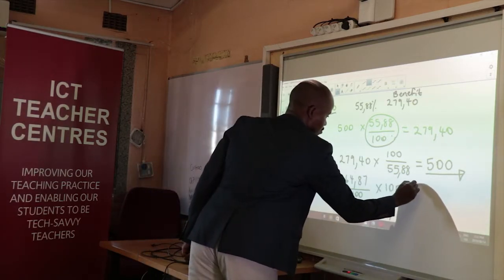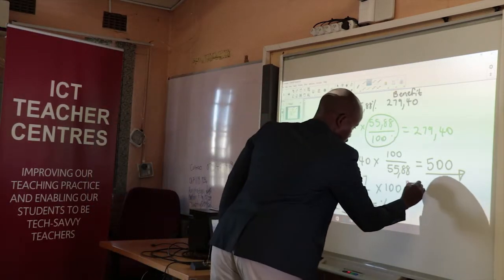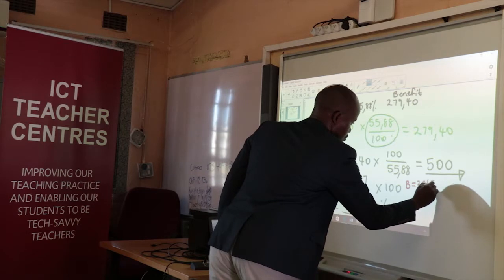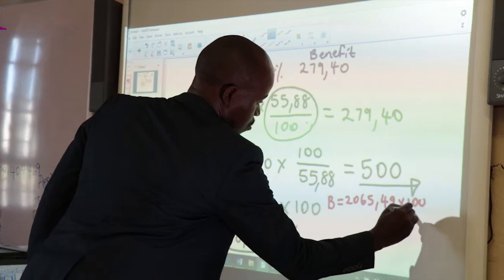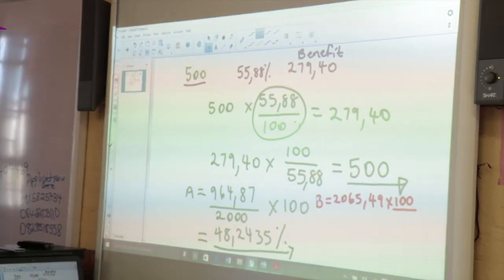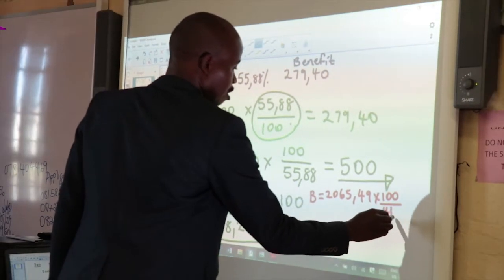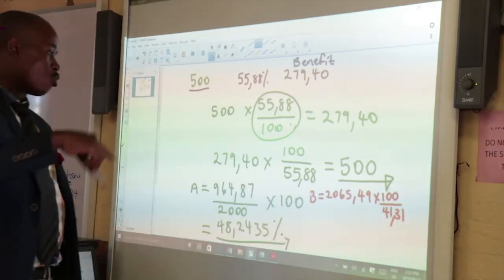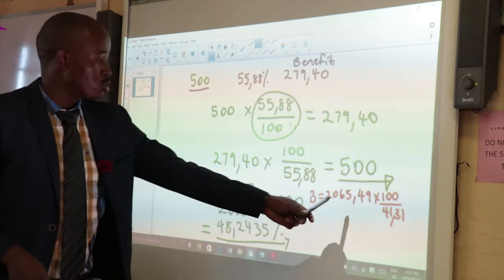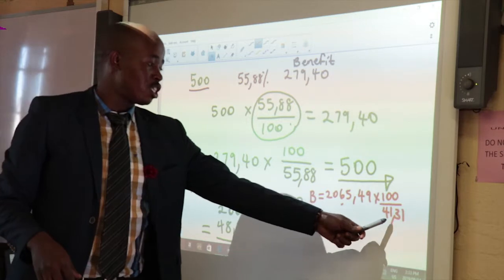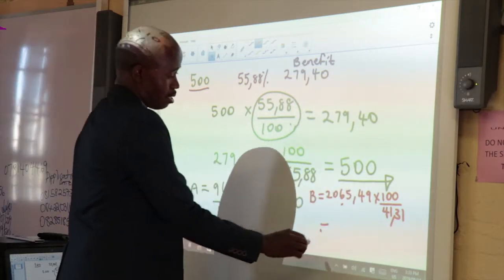It's 2,065.49 times 100, divided by 41.81. We are reversing the percentage calculation because we are going backwards. If we are calculating the percentage of this amount, we are going to say this amount sums 41 over 100. But because we are going backwards, then how much is it?